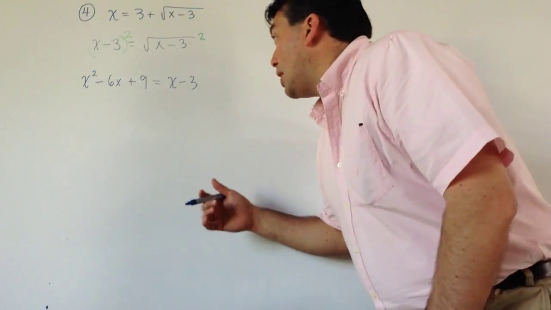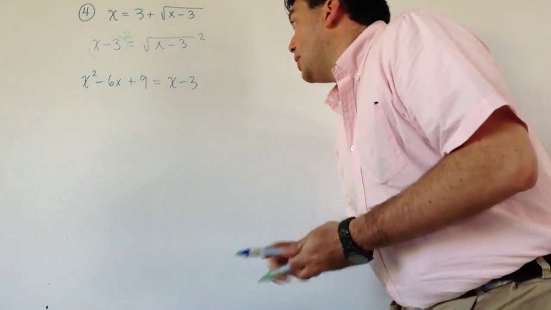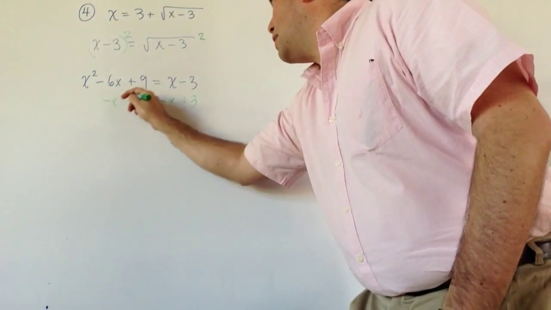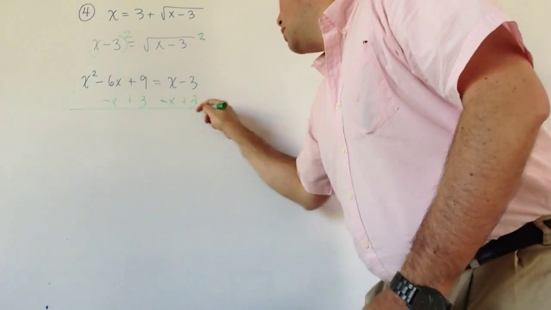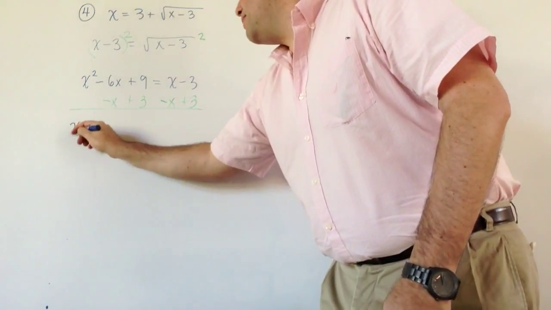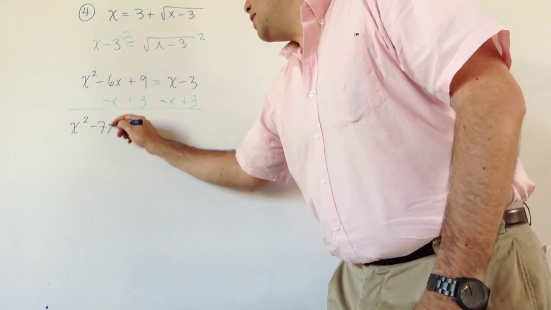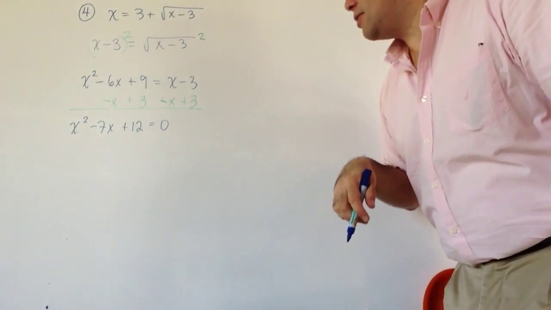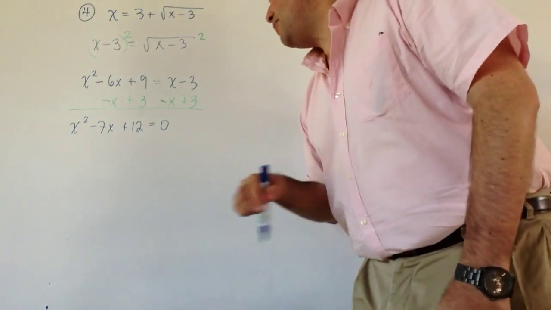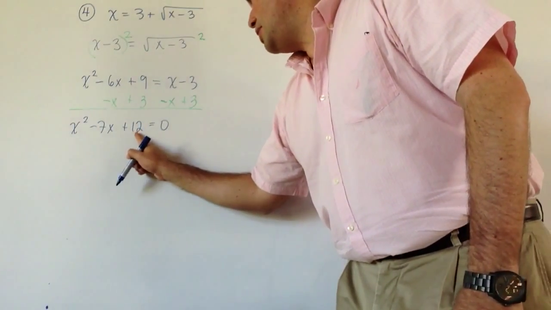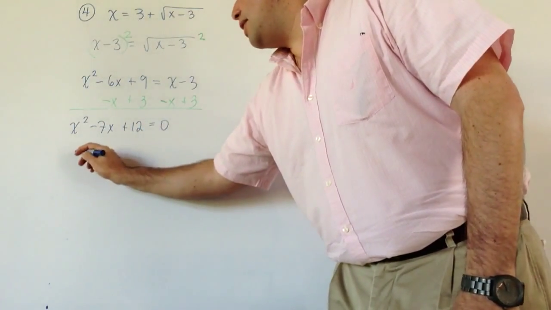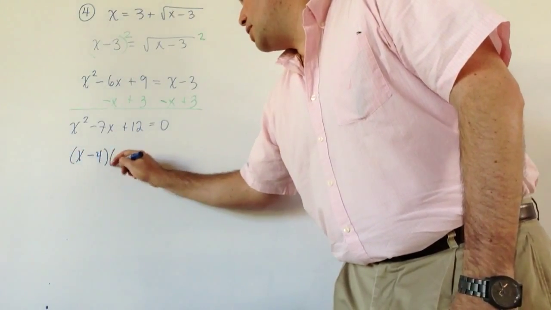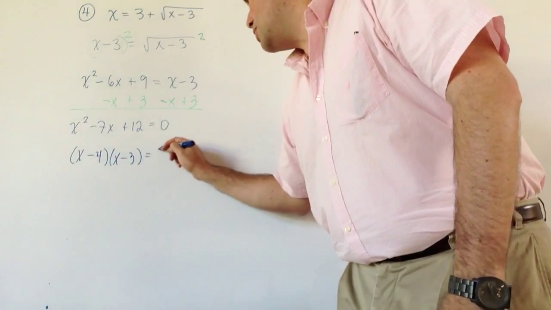In order to solve a quadratic equation, we make one side 0. So we subtract x and add 3. And we subtract x and add 3. We get then x squared minus 7x plus 12 equals 0. Now we solve this by factoring or using the quadratic formula. In this case, we'll factor two numbers whose product is 12 and sum is negative 7. That is, the numbers are negative 4 and negative 3, so x minus 4 times x minus 3 equals 0.